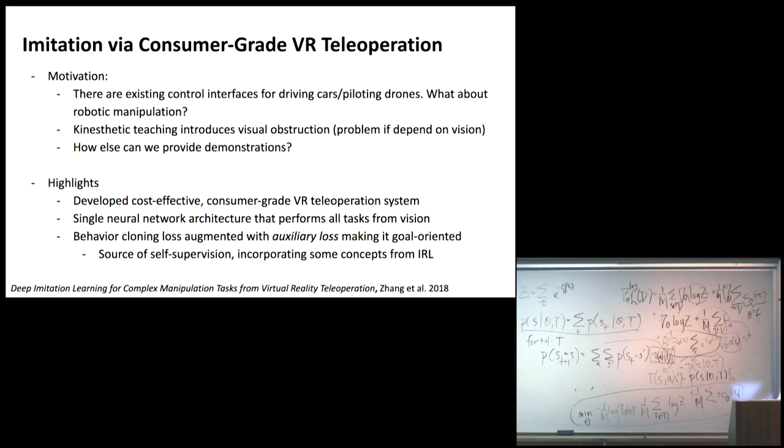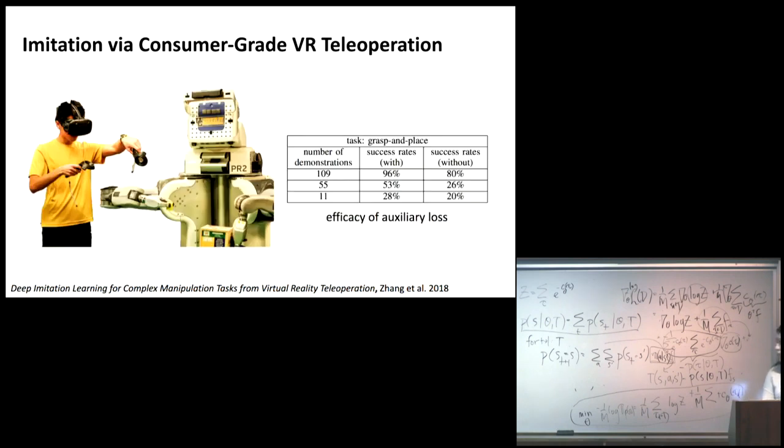And for the imitation learning algorithm itself, they use behavioral cloning augmented with an auxiliary loss to make it goal-oriented. So we'll talk more about this auxiliary loss in a bit, but the idea is if you add some source of self-supervision, we can incorporate some ideas from inverse reinforcement learning and get better performance. So we'll talk about the auxiliary loss shortly, but here's a depiction of the VR system and someone controlling the robot with it. And then on the right, the efficacy of the auxiliary loss.